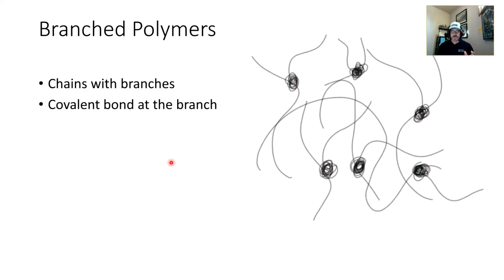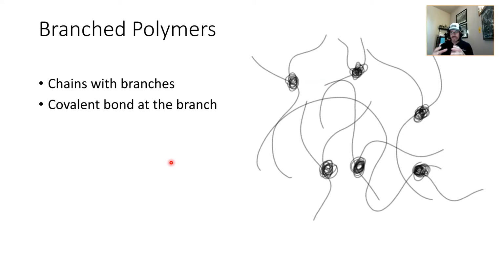When you have branched polymers, they're chains with branches, and there's a covalent bond at this branch. Here's an example. We talked about low density polyethylene having this branch structure, and they will have their own physical properties as opposed to something that has no covalent bond.